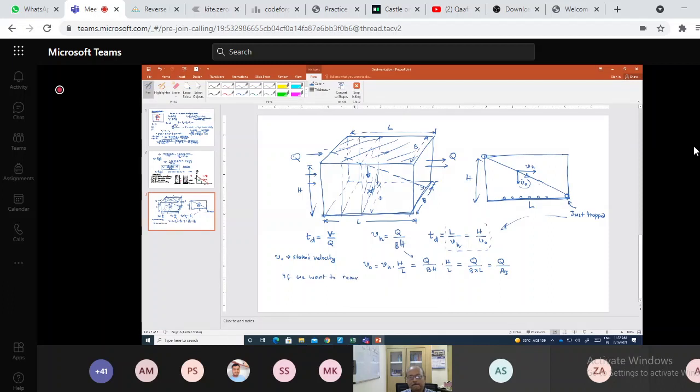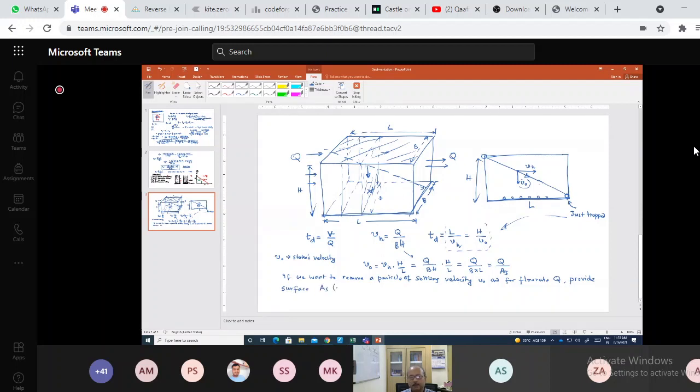So if we want to remove a particle of settling velocity v0 and for a flow rate Q, provide a surface area of As for this.